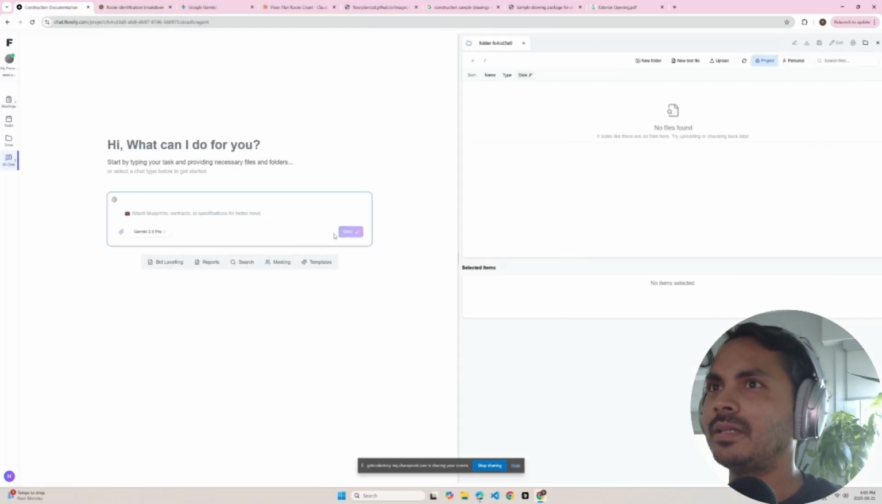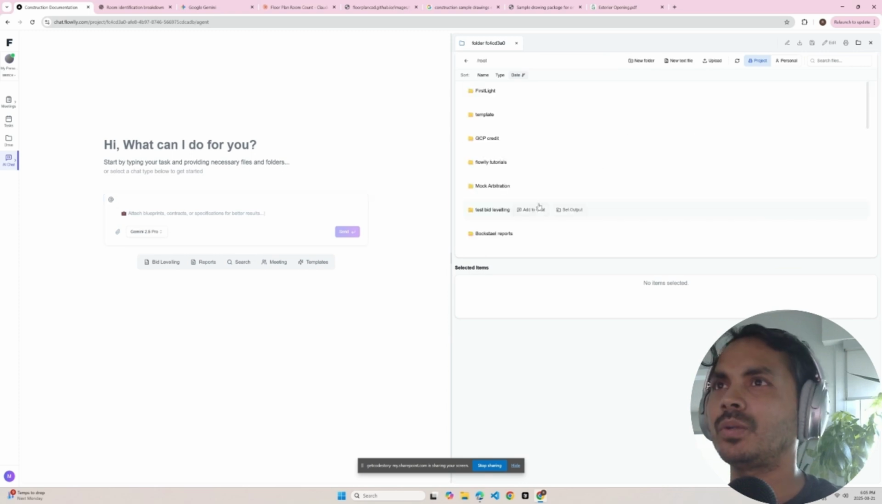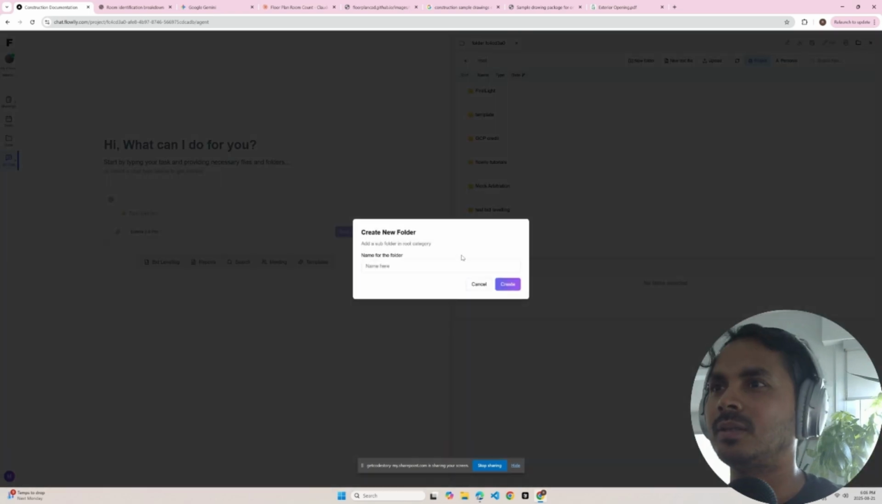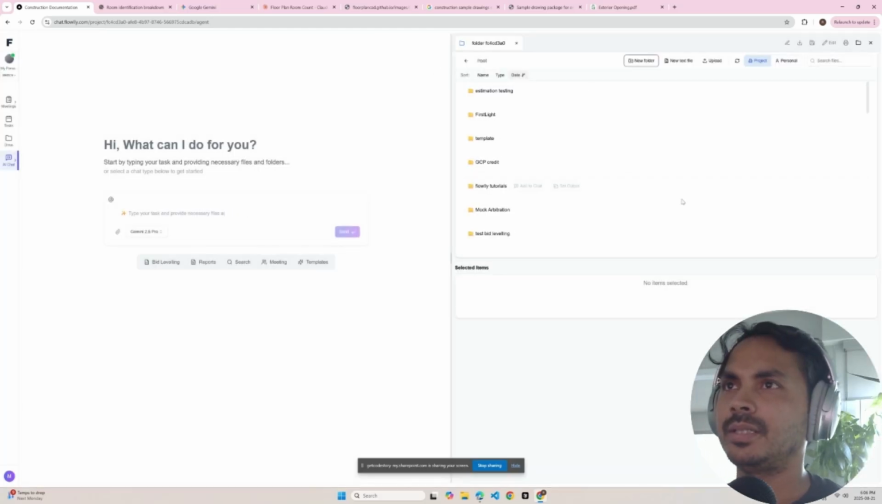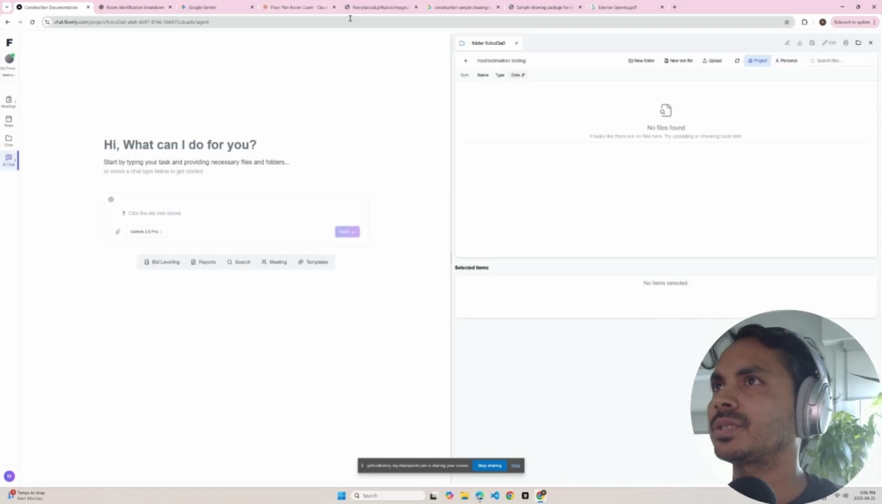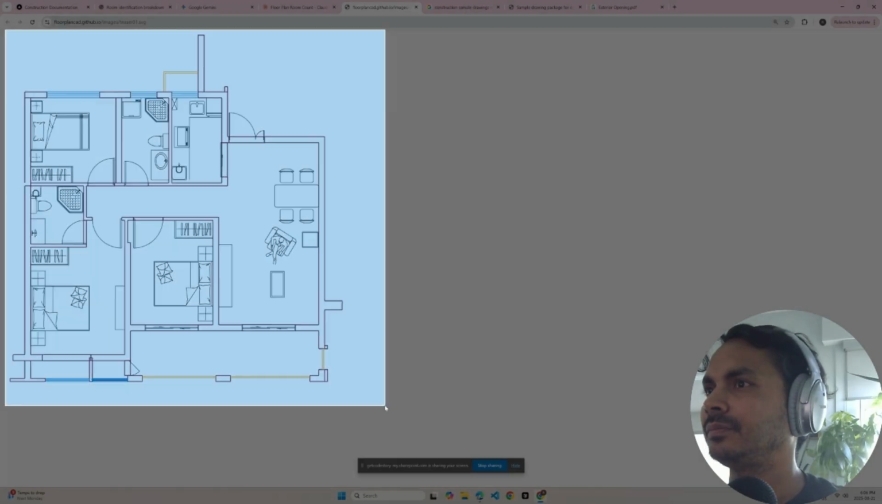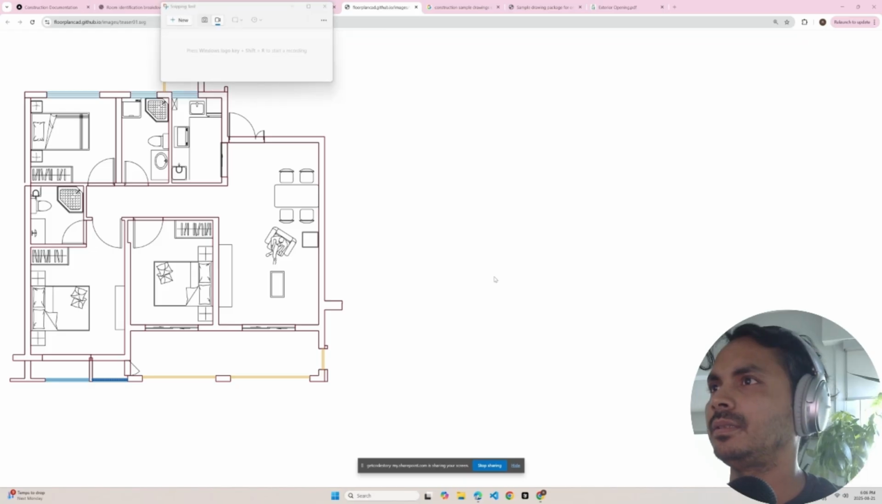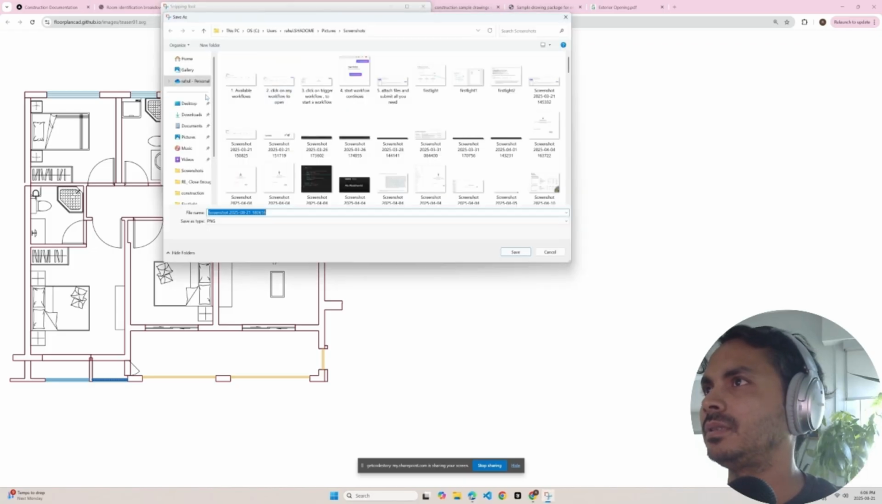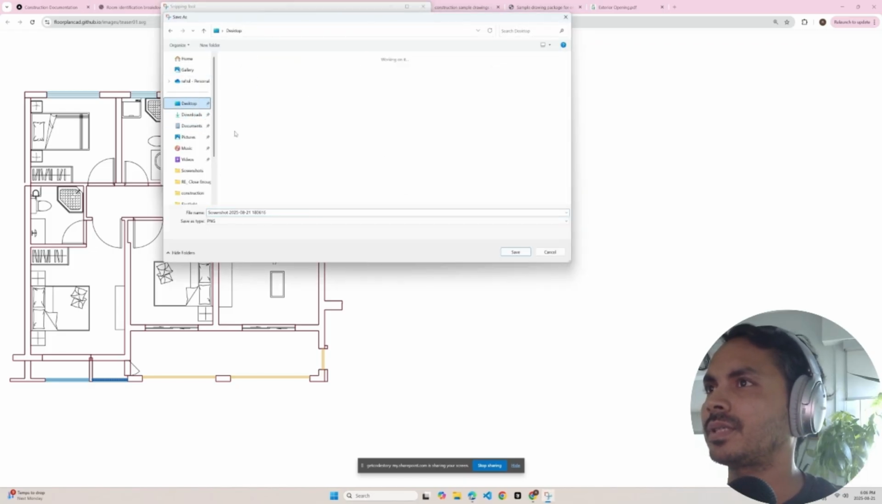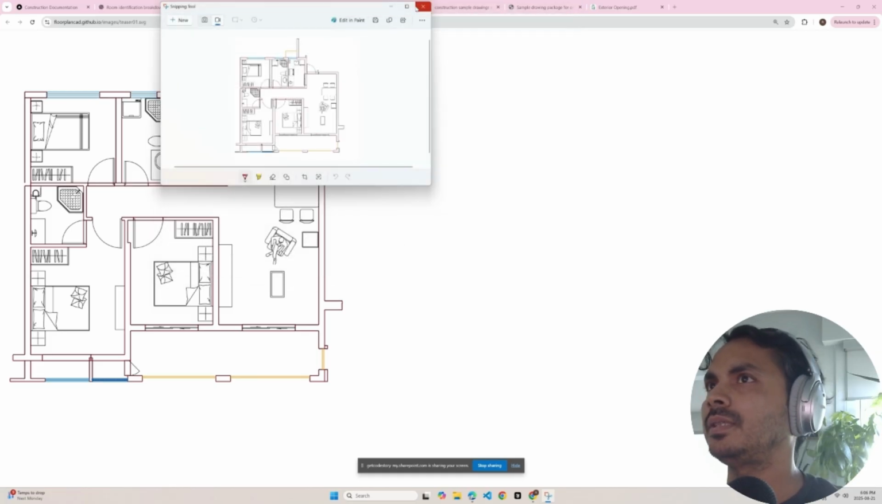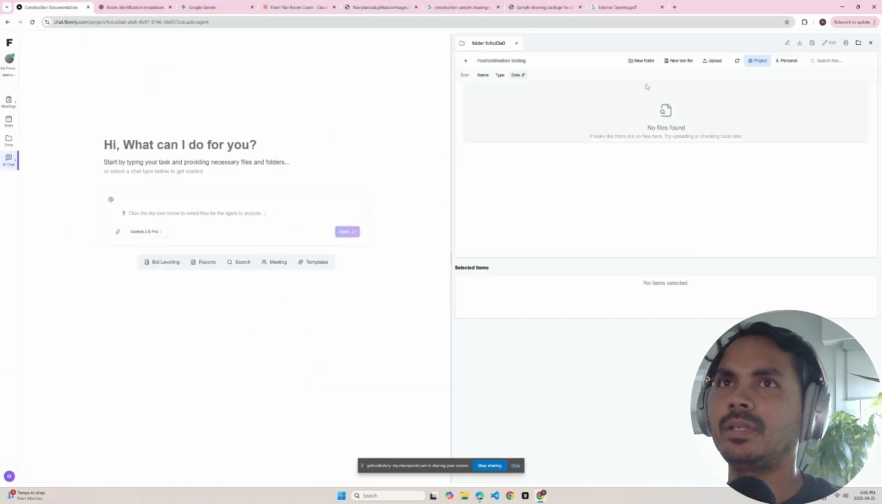Let's try Flowly. For Flowly, we'll have to upload the drawing. I'll just create a new folder called estimation testing. Brilliant. In this folder, I'm just going to upload this drawing here. So I'm just going to save this and upload. Save as, just going to download the desktop screenshot, and then I'm going to upload this thing here.